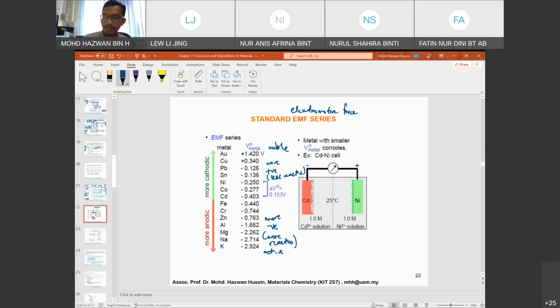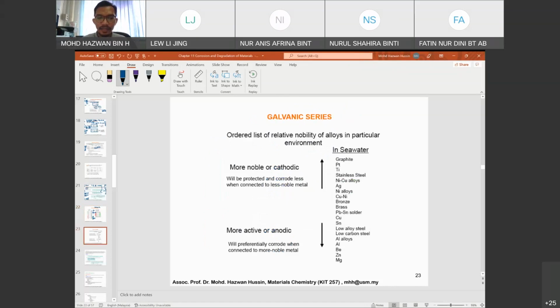You learn this, I think, in high school, so you should know. It's just revision. Similarly, if we are talking about alloys, alloys also have their own series. We call it the galvanic series, and you can see from there which one will be more noble. Of course, stainless steel, the one that is less corroded, will be cathode, and the one that is more active will become anode.